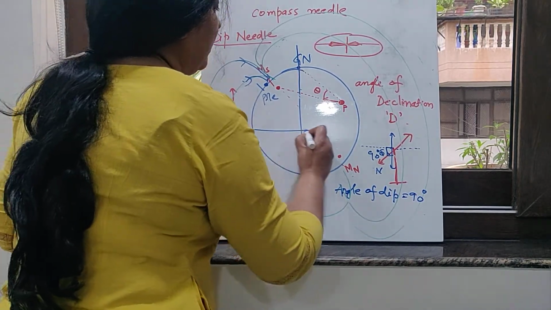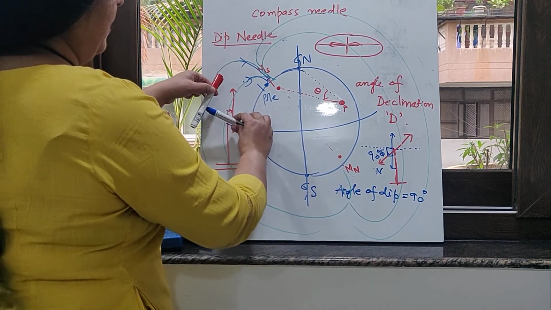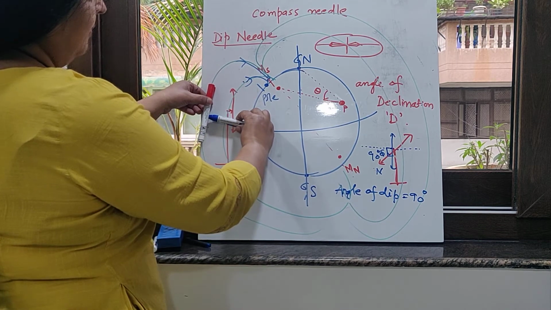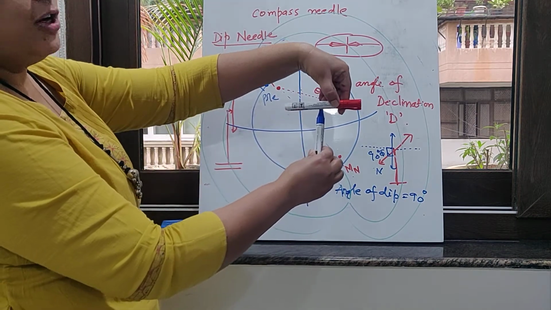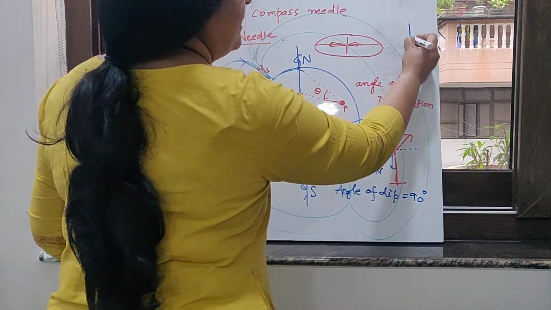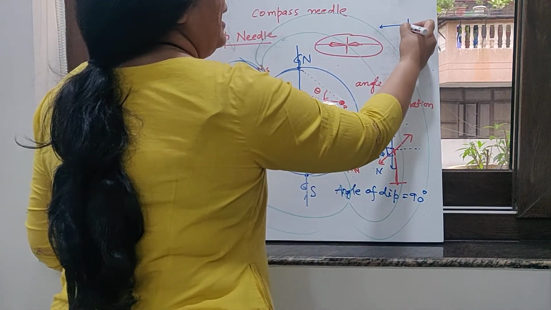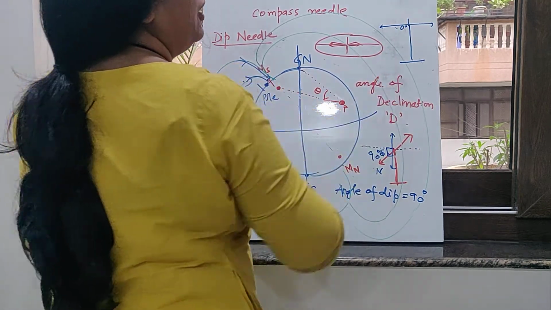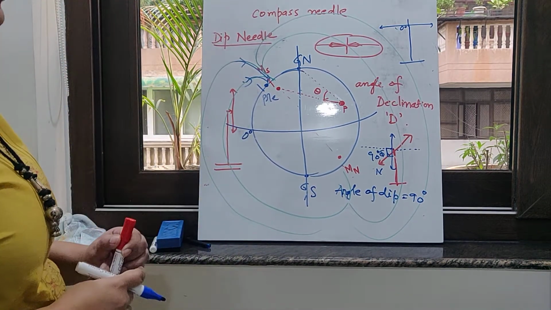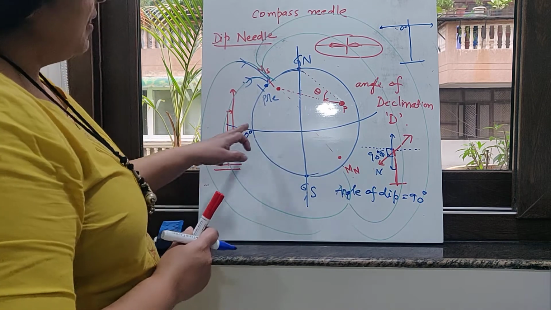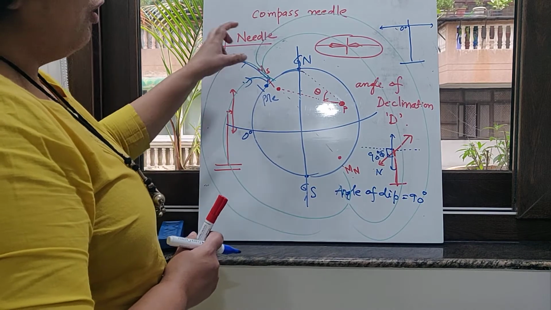Now if we talk about the equator, suppose this is the dip needle and you are on the surface of the earth at the equator. The dip needle aligns itself horizontally, like this. So it is not making an angle with the horizontal, it is making zero angle with the horizontal. So at the equator the angle of dip is 0 degrees. So the angle of dip varies from 0 to 90. This is the range of variation of the angle of dip.